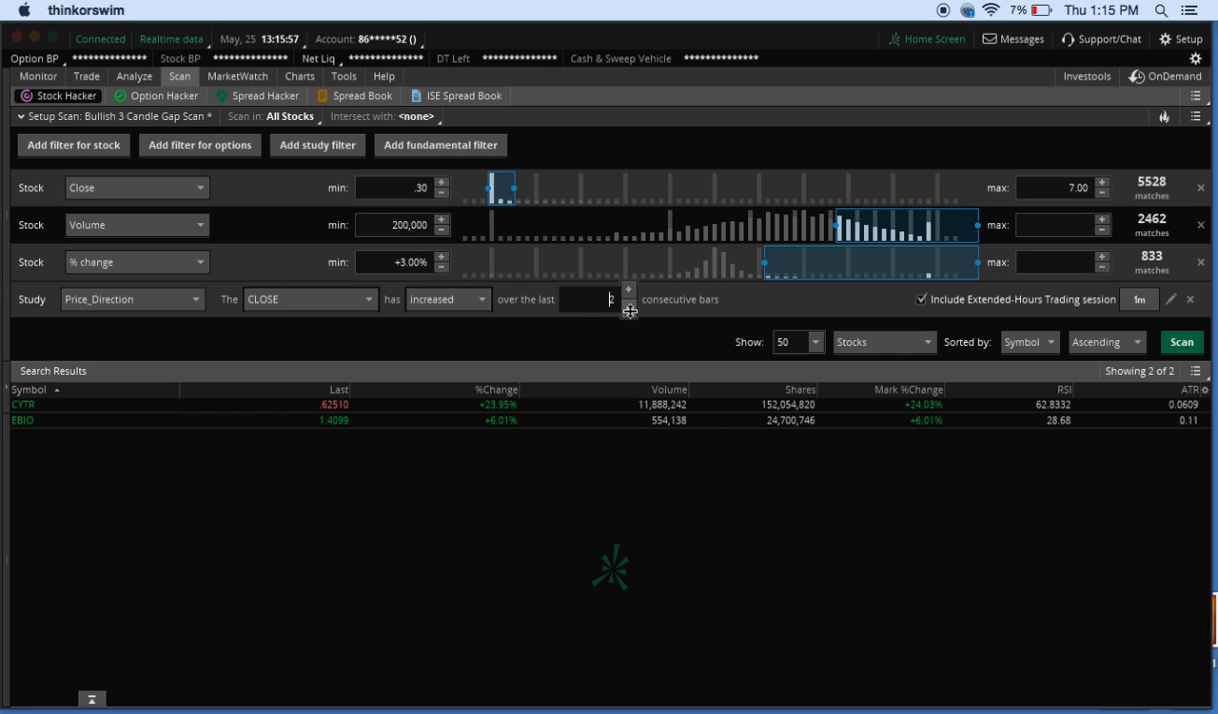That way I can catch it by the 3rd sometimes. So that's how you do that. And then obviously you can hit scan and it'll bring you up whatever stocks are doing it. As of right now, none are that are meeting my criteria.